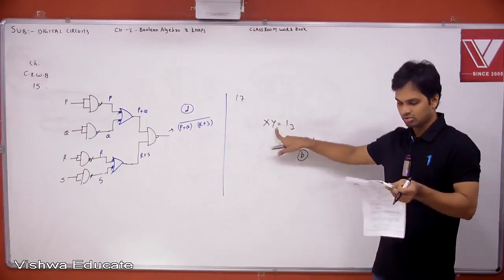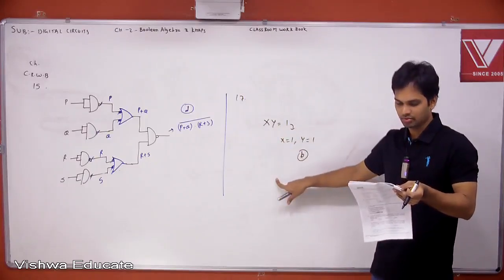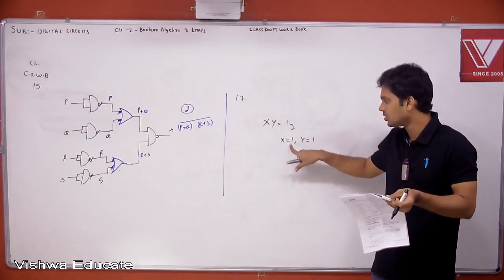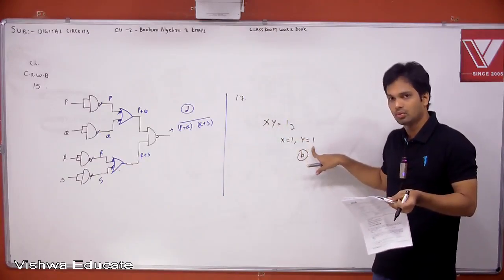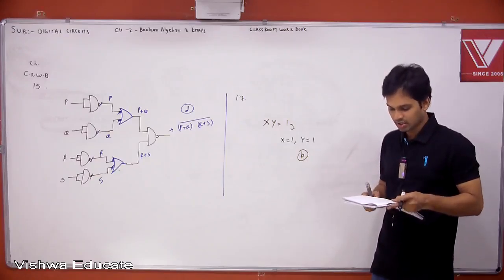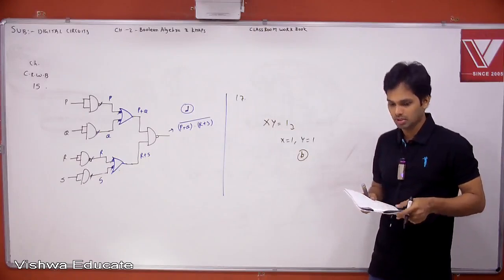He has given four equations. In that, one equation is saying x, y equal to 1. x and y both are 1, then only it is possible. So x equal to 1, y equal to 1. Then what is the answer? Option B is the only option which is satisfying x and y both being 1. So option B.